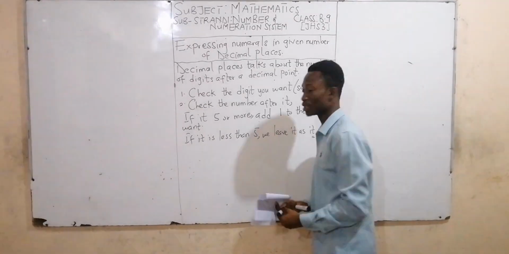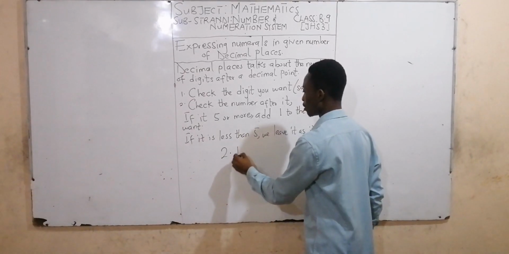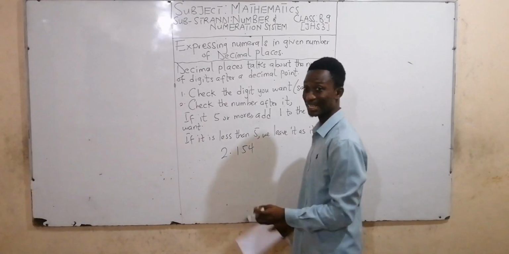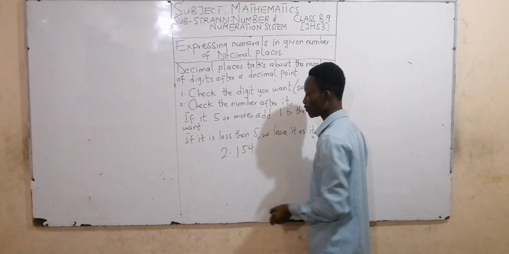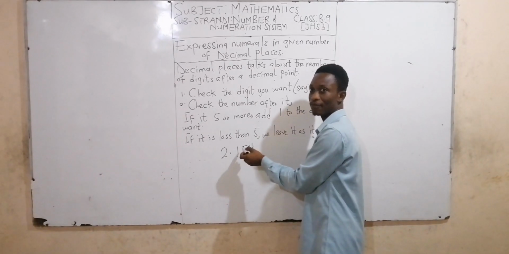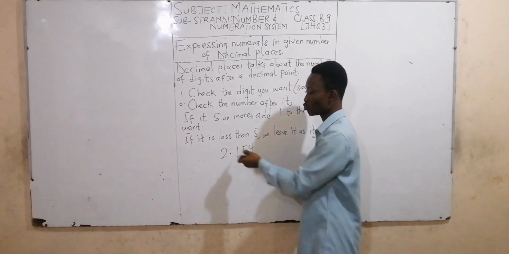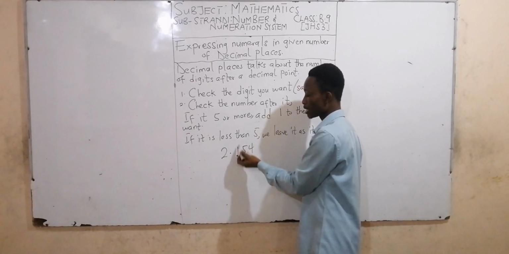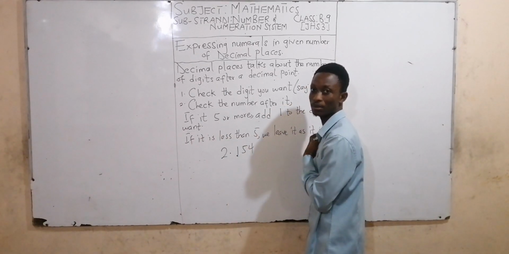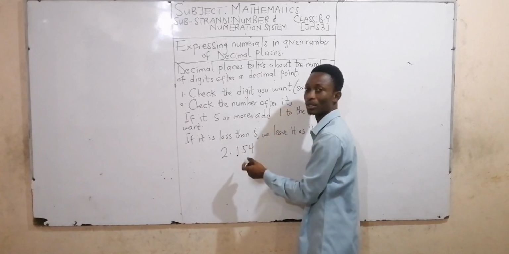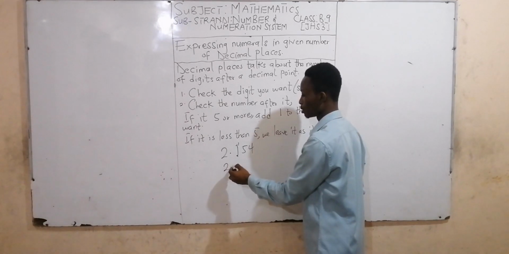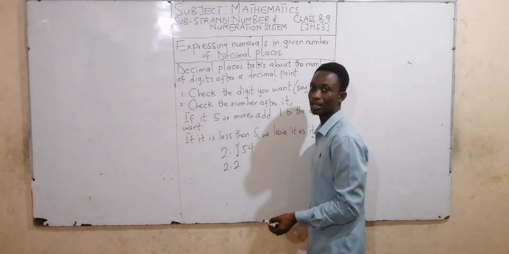So basically this is what I'm trying to show. Assuming I have 2.154, and we are asked to leave this in 1 decimal place, 1 falls on 1 decimal place. So we check what comes after 1. If it is 5 or more, we add 1 to the one that we have gotten. When we check the number after 1, it is 5. It falls within this range. So because of that, we add 1 to the 1, making 2. So it becomes 2.2. And that's our answer.